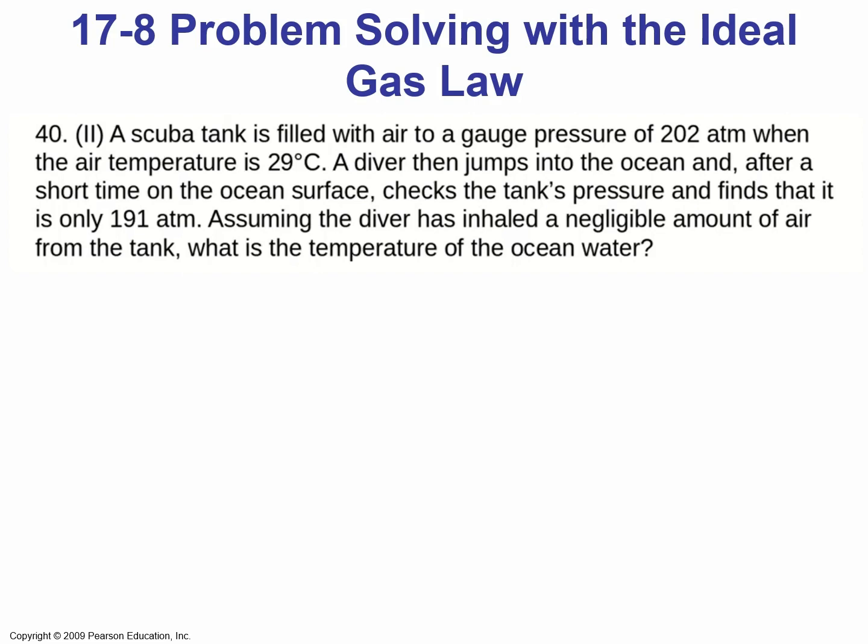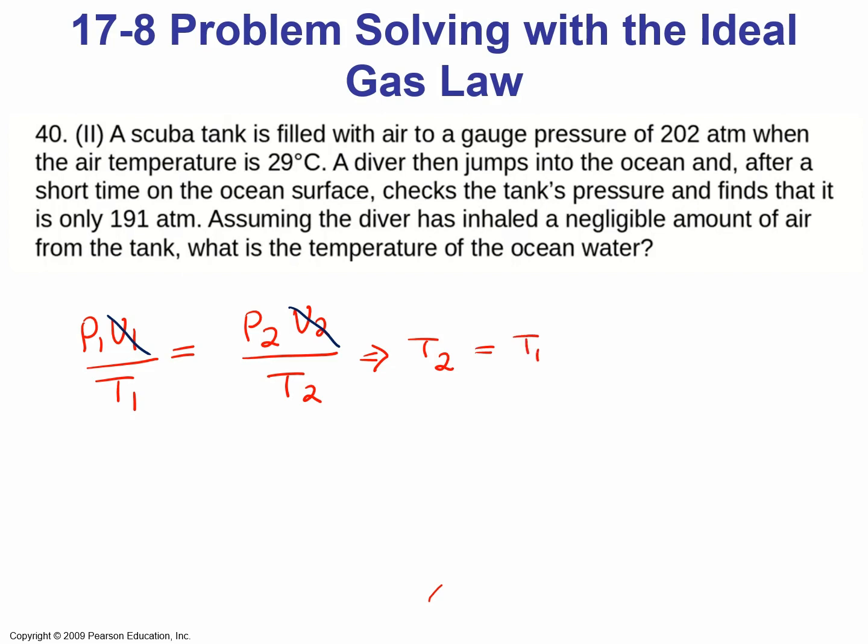So we say P1 V1 divided by T1 is equal to P2 V2 divided by T2. As we said, the volume is going to be constant, so it cancels out, and we can solve this for T2 because we want to see the temperature of the ocean water, and it's equal to T1 times P2 divided by P1. Now let's plug in the numbers.